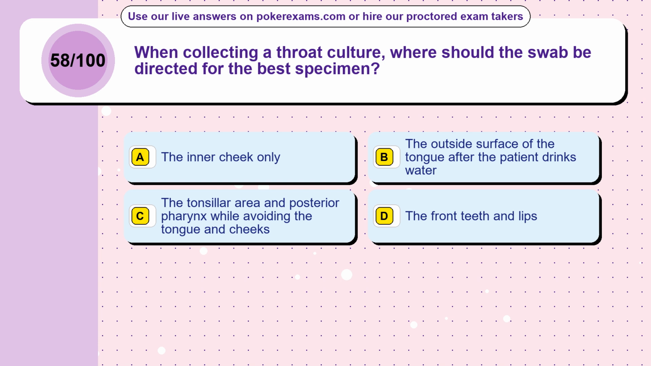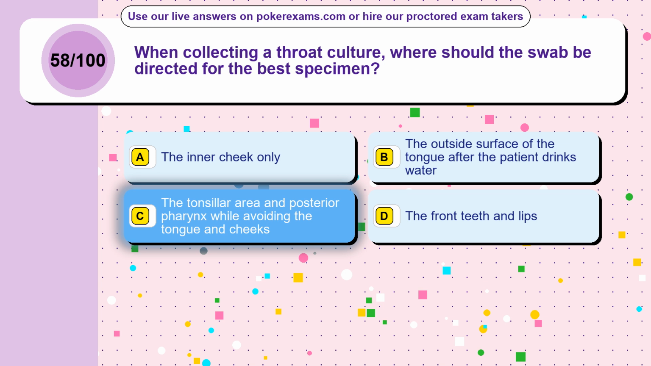Question 58. When collecting a throat culture, where should the swab be directed for the best specimen? Option A. The inner cheek only. Option B. The outside surface of the tongue after the patient drinks water. Option C. The tonsillar area and posterior pharynx while avoiding the tongue and cheeks. Option D. The front teeth and lips.